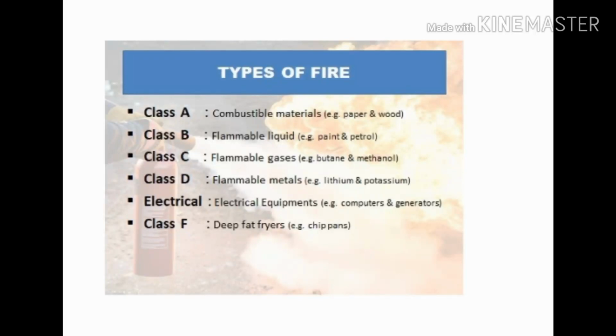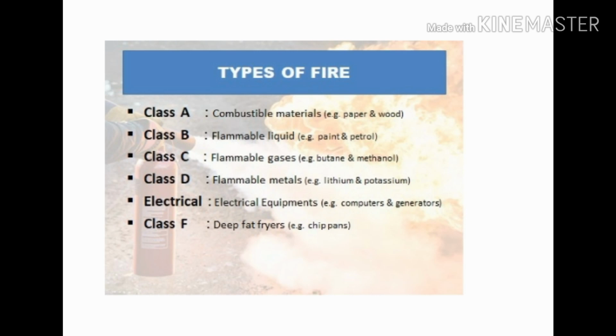Hello friends, today we are going to discuss different types of fire and fire extinguishers. There are 6 types of fire. Class A, combustible material, for example paper and wood. Class B, flammable liquid, for example paint and petrol. Class C, flammable gases, for example butane and methanol.